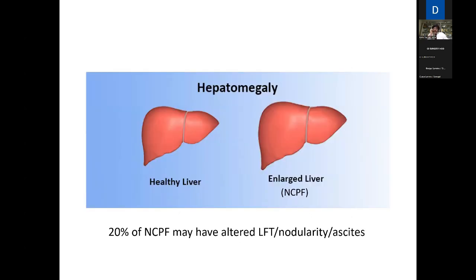So 20% of the patients with non-cirrhotic portal fibrosis have some sort of nodularity in the liver. They may have ascites. They may also have altered LFT, and this is called nodular NCPF. And it's been believed that this is a process of the liver getting into cirrhosis. So there's one sub-segment of non-cirrhotic portal fibrosis who have nodular NCPF with altered liver function. This is also something one needs to keep in mind.